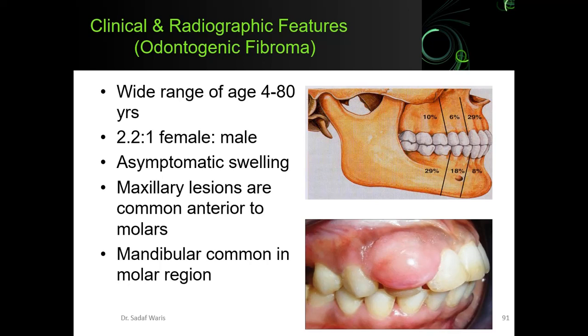These lesions are usually uncommon, and they may arise in a wide age range, starting from 4 years of age and going up to 80 years of age. Females are slightly more prone to be affected by this condition. These lesions usually present as an asymptomatic swelling, but if the lesion is ulcerated, it may become painful. Maxillary lesions are usually located anterior to the molars. However, in the mandible, these lesions are located posterior to the molar teeth.